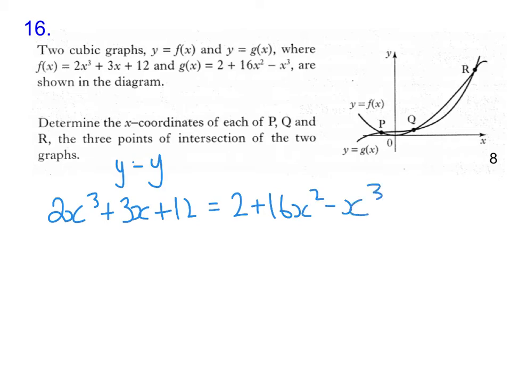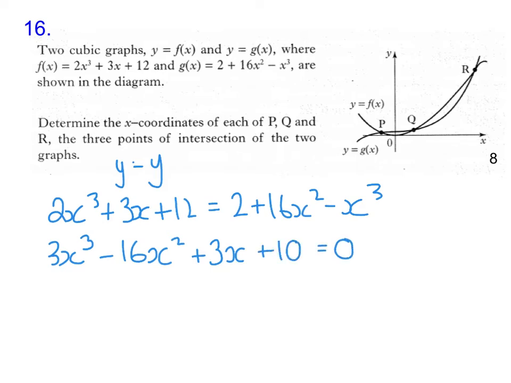Then we're going to bring everything to one side. So the negative x cubed becomes positive, giving us 3x cubed. There's no x term to bring over, but there is an x squared term. Positive x squared will become negative x squared. Then you've got a plus 3x, and in terms of numbers, you'll have 12 take away 2 is 10.